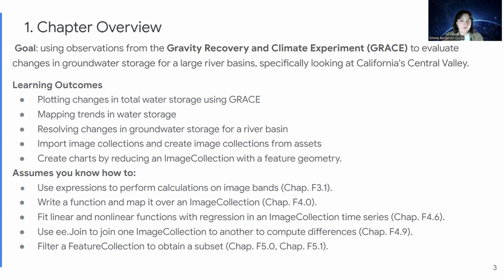This assumes that you know different things from the chapters that you've seen before this: using expressions to perform calculations on image bands, writing a function and mapping it, fitting linear and nonlinear functions with regressions, using the spatial join, and filtering a feature collection. All of those have their assigned chapters. So I really invite you to go back and look at those if you feel you need a refresher, because in the code that we're going to see, I'm not going to dive super deep into all the details. It's really just to show you how to use these observations from GRACE and how to work with them in Earth Engine.